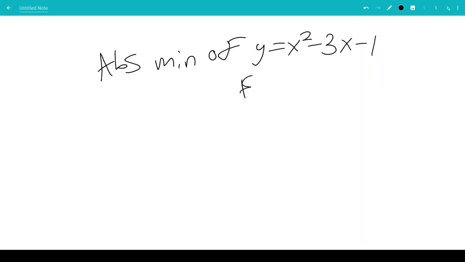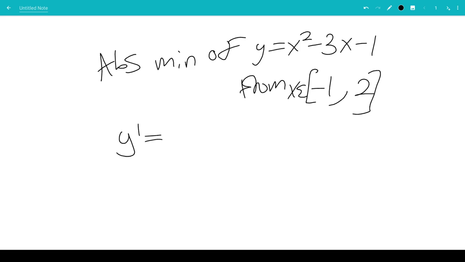In this video, we're going to find the absolute minimum of y equals x squared minus 3x minus 1 from an interval, x being -1 to 2. So the first thing we do is try to find local minimum. So we get y prime. So we take the derivative on both sides. We get 2x minus 3 from this function.